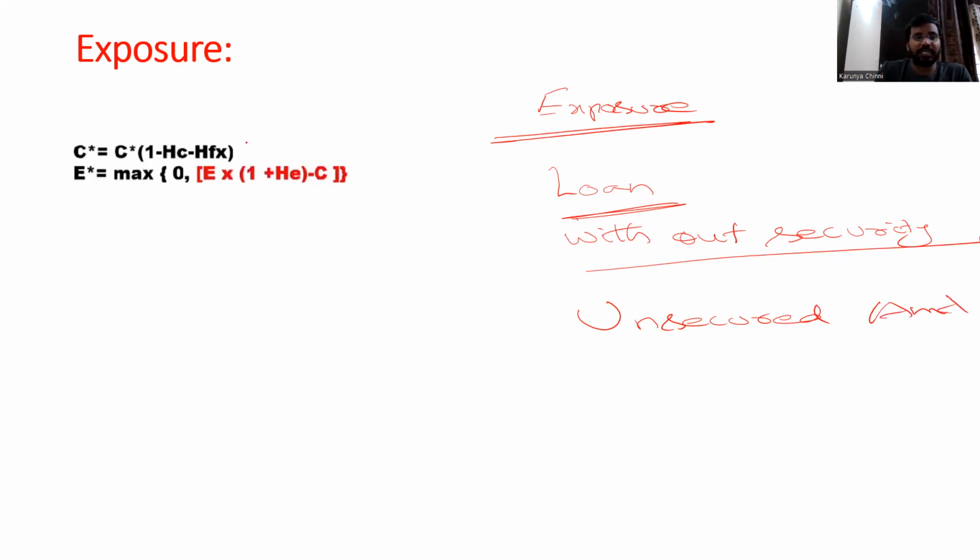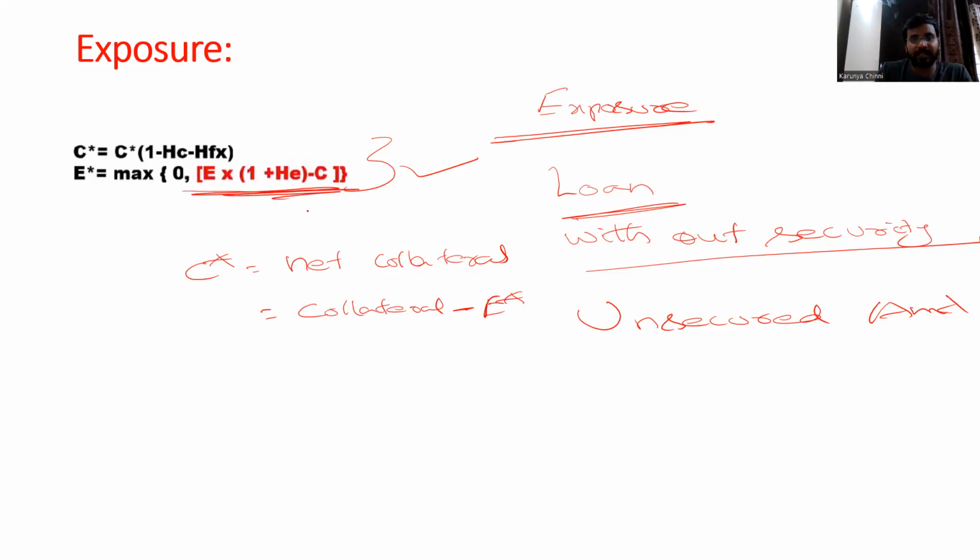Here we will use these formulas for this case study. C star means net collateral, that is, collateral after mitigation. To calculate the net collateral, they will give the collateral value, and we have to subtract the exposure from it. This is the formula for net exposure.